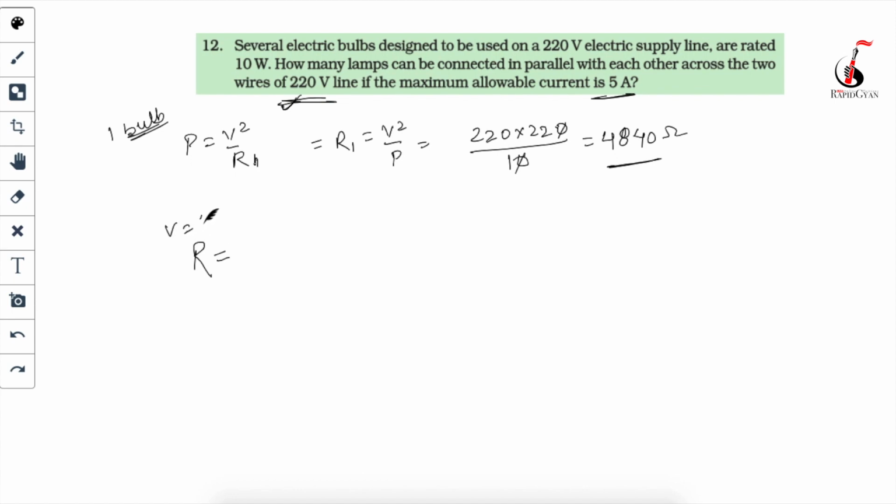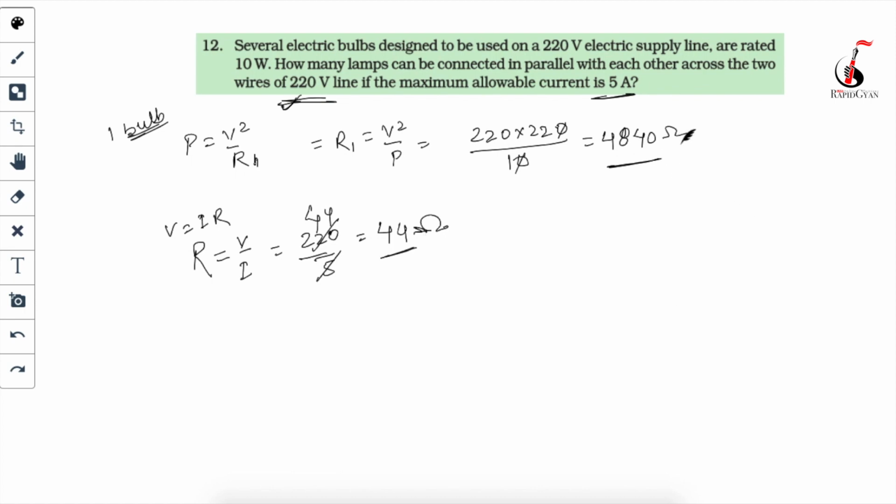V is equal to I into R, so R will become V upon I. V is equal to 220 upon 5. So 220 upon 5, if you do it, what will you get? 5 4s are 20, which gives 44 ohm. Correct. So the new resistance needed is 44 ohm.